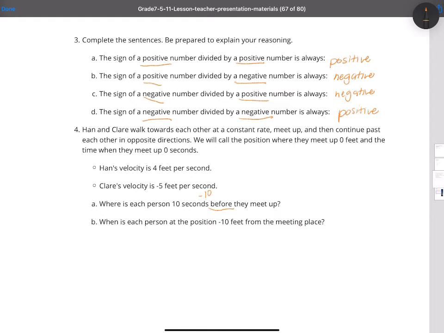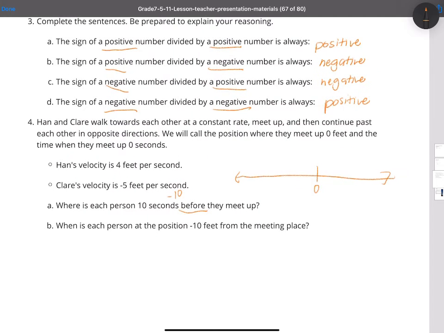If it's before the 0, which is the starting point, this area, the negative side, will be considered before, and this one will be positive. So this would be a negative 10 actually. So what we want to do is multiply 4 times negative 10. If we do 4 times negative 10, it's going to be negative 40. Negative 40 feet.